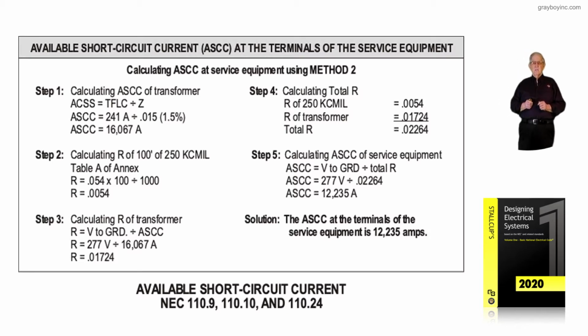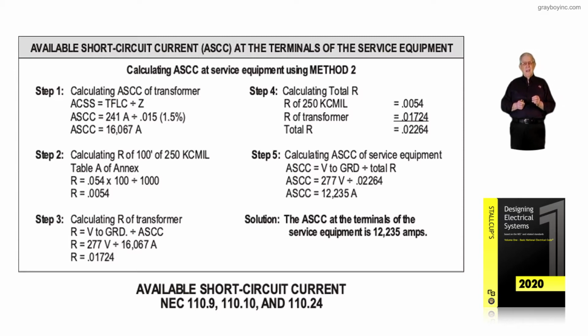Our designing senior engineer and contractors said this is the best, more accurate method to use. And you can use your NEC to do this. Now, step 1, we're going to again find the available short circuit current at the transformer, which we've already done in the step 1 previously, and come up with 16,067 amps.